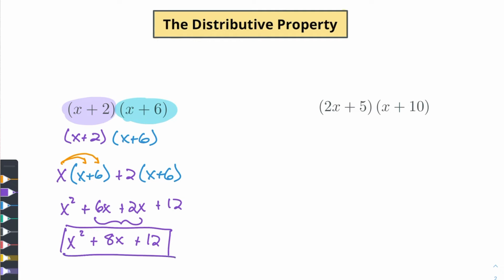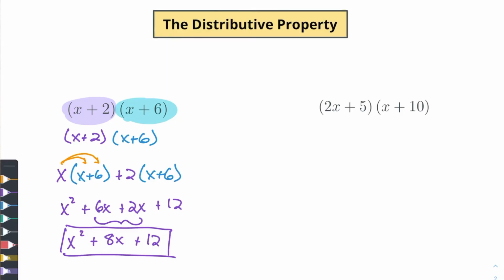Pretty straightforward. Is there anything different with this? No, there's not anything different. We're just going to go through one more example so you can see that it's no different if you've got a 2 in front of that x, and we're still going to use the same exact process. So let's call this one red. Let's do 2x plus 5 in red, and let's call this one green, x plus 10.